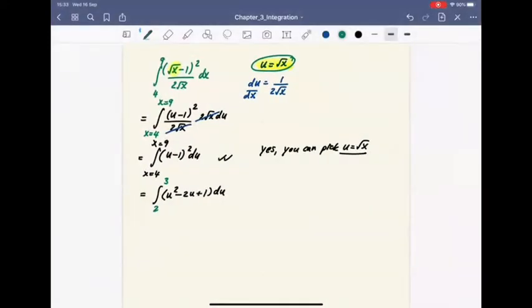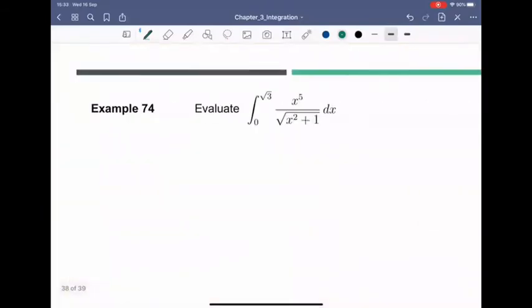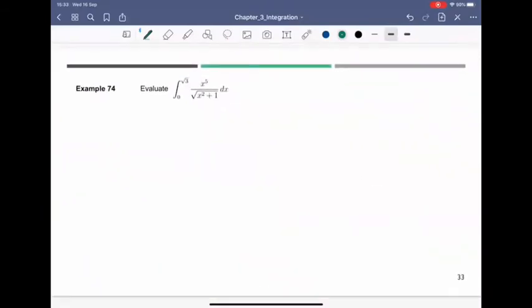So let's move to example 74. I would say this is almost the hardest one for the exam, I guess, if it shows up. So I have the integral of x to the 5th power over square root of x squared plus 1. Still simple, but anyway. All right, so what is your u here?